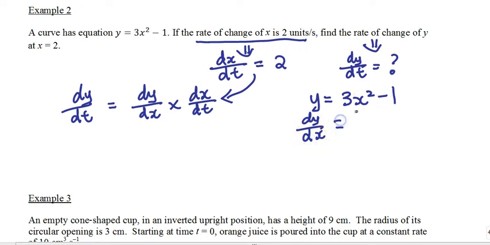So to work out dy over dx, we'll just differentiate this. You should be able to do this quite quickly. You should get 6x, and then minus 1, when you differentiate, you get 0. So putting this back inside here, we know that dy over dx is equals to 6x, dx over dt is equals to 2. So we get 6x times 2, which is 12x.